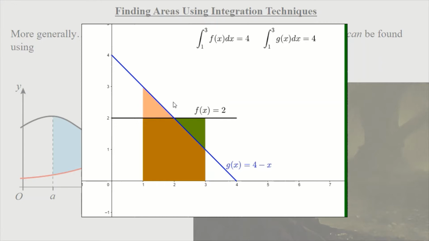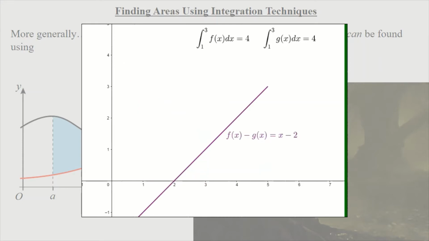But because of the positive and negative parts of the integral, they cancel to give a total integral value of 0. We can also see this if we consider the two integrals here and here. If I take the difference between the two of them, I get an answer of 0.